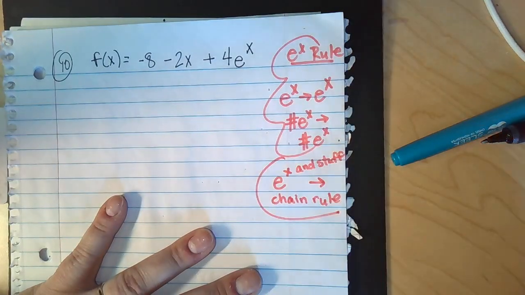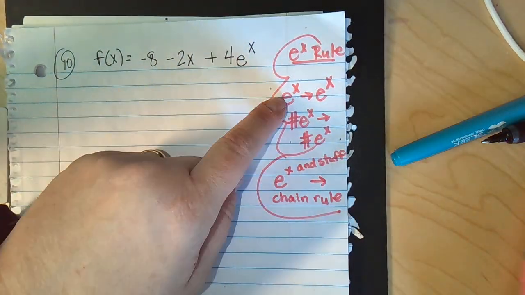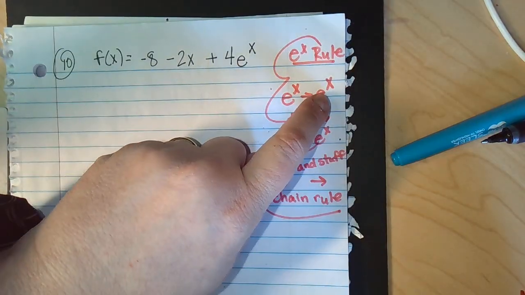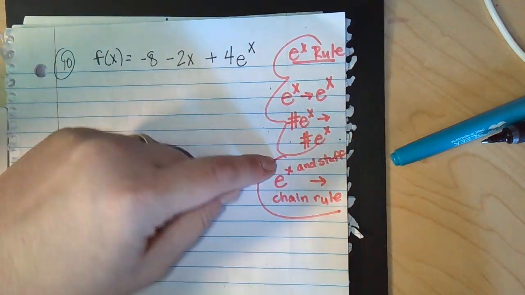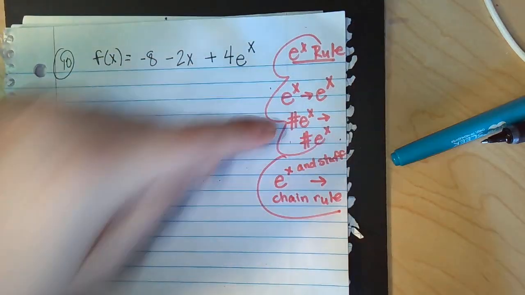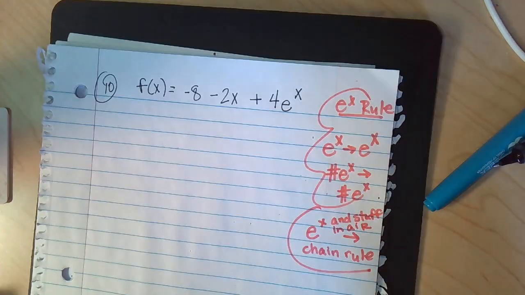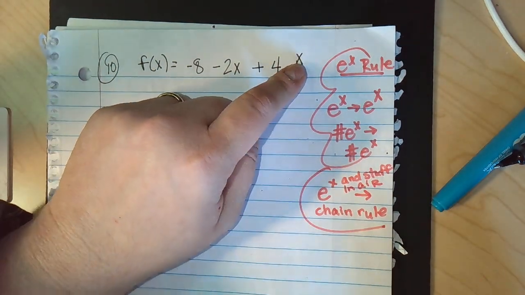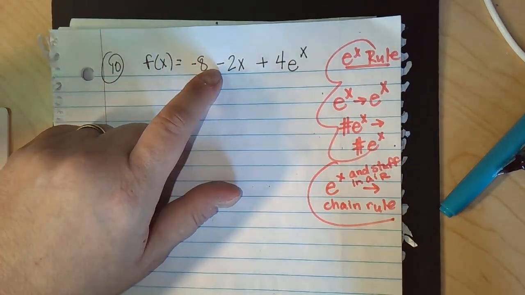Okay, so here are 3 rules for e to the x. If you have just regular e to the x, the derivative pops out the same thing. E to the x with a bunch of stuff in the air, you have to do the chain rule. Here we just have a regular x in the air, so we don't have to do that funky chain rule.